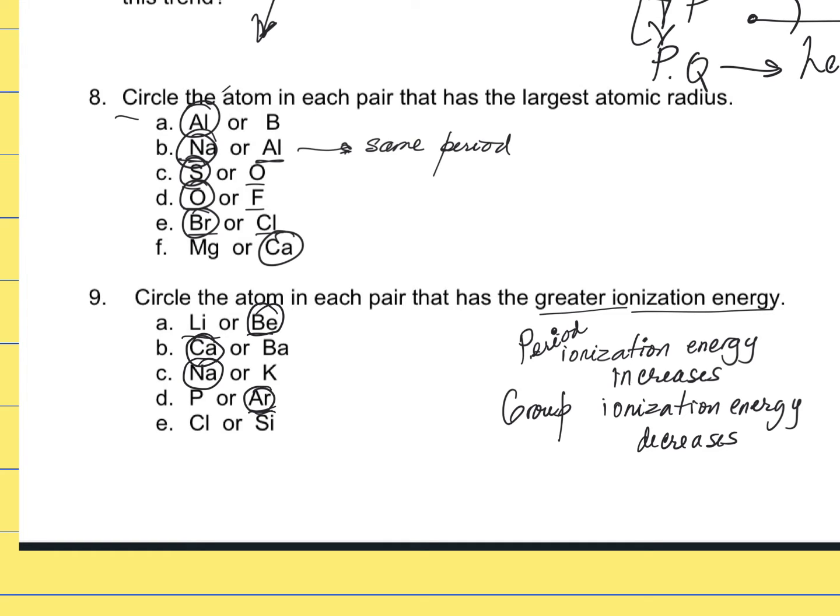Chlorine and silicon. Chlorine and silicon. What is silicon? I don't see that over there. Okay, they are in the same period. So the farther that you go on the period, the higher the ionization energy is going to be.